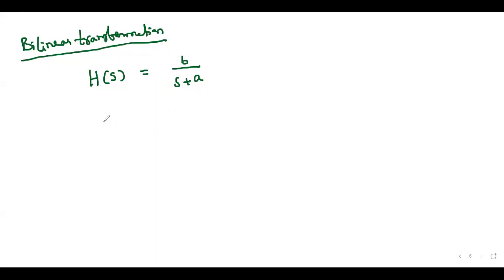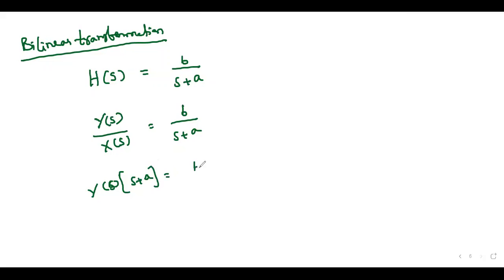So this H of s is nothing but output by input. If I say output is Y of s and input is X of s, this can be written as b by s plus a. Then I will take cross multiplication. Therefore, Y of s into s plus a equals b into X of s. Then I will multiply this. It will become s into Y of s plus a into Y of s, which is equal to b into X of s.